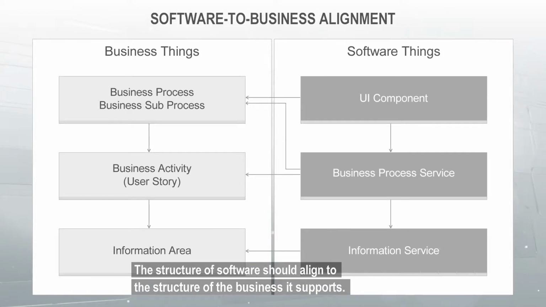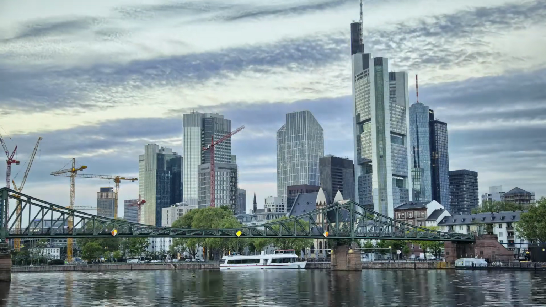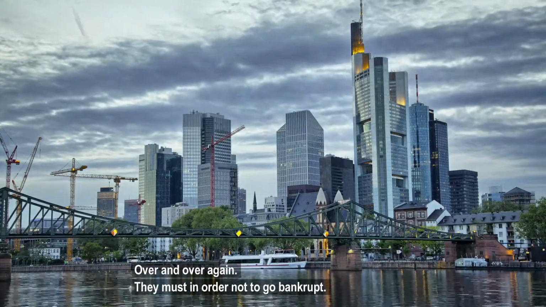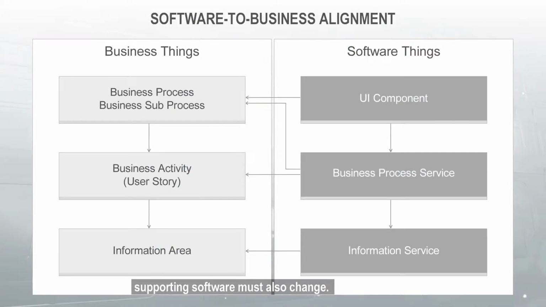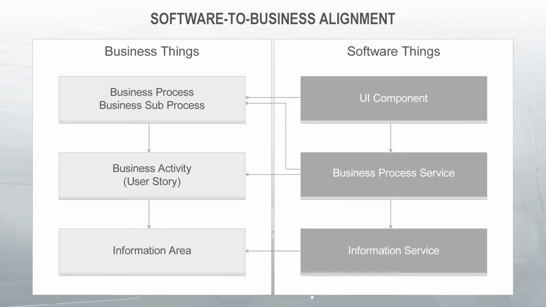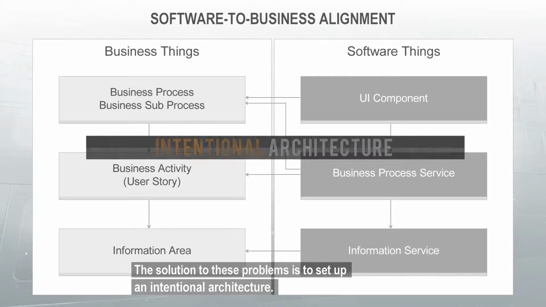The structure of software should align to the structure of the business it supports, because businesses change their ways of doing things over and over again. They must in order not to go bankrupt. And when they change, supporting software must also change. If that software is well aligned to the changing activities, it's easier to do these changes, and less expensive, and less risky. The solution to these problems is to set up an intentional architecture.